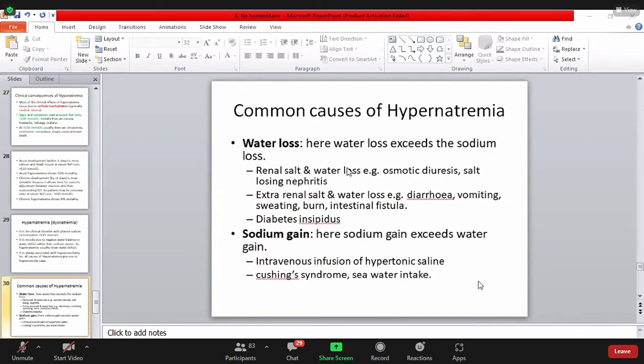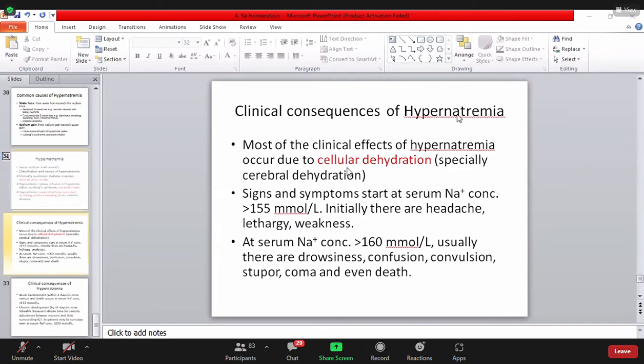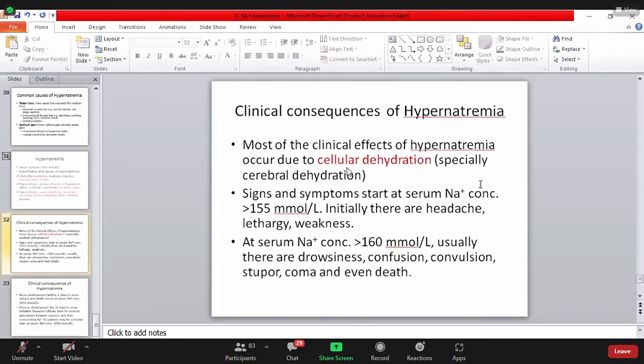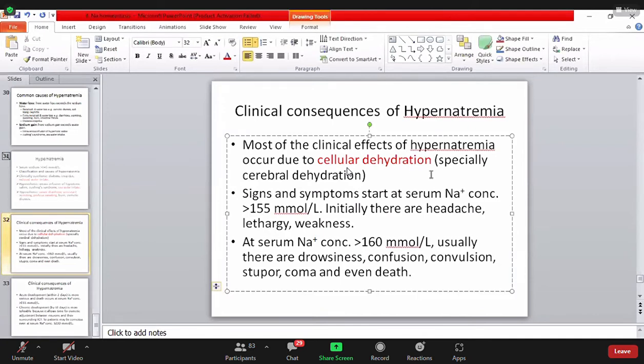Now, what are the clinical consequences of hypernatremia? Clinical consequences of hypernatremia mainly occur due to cellular dehydration or cerebral dehydration. When sodium concentration is more in the blood, what happens? Water comes out from the cell to the blood. And ultimately, cellular dehydration or cerebral dehydration occurs.